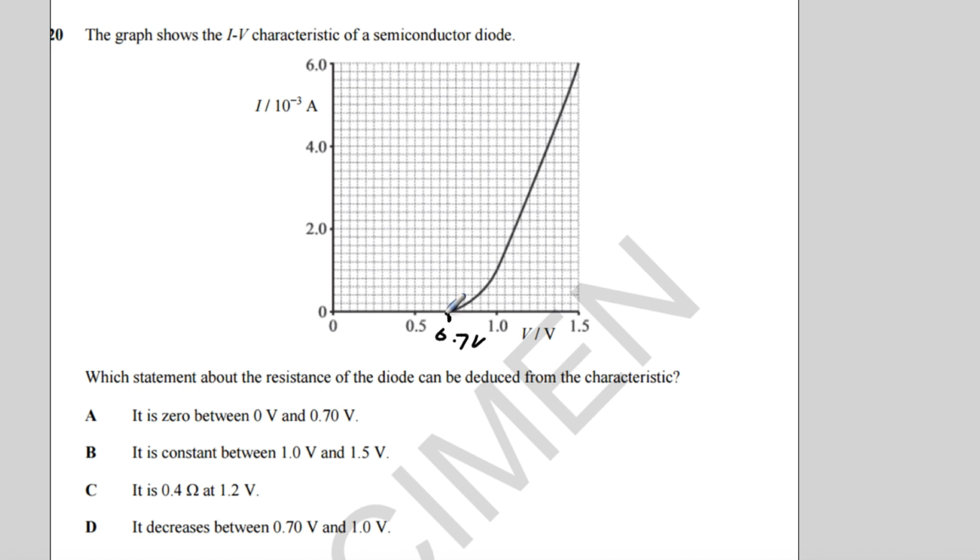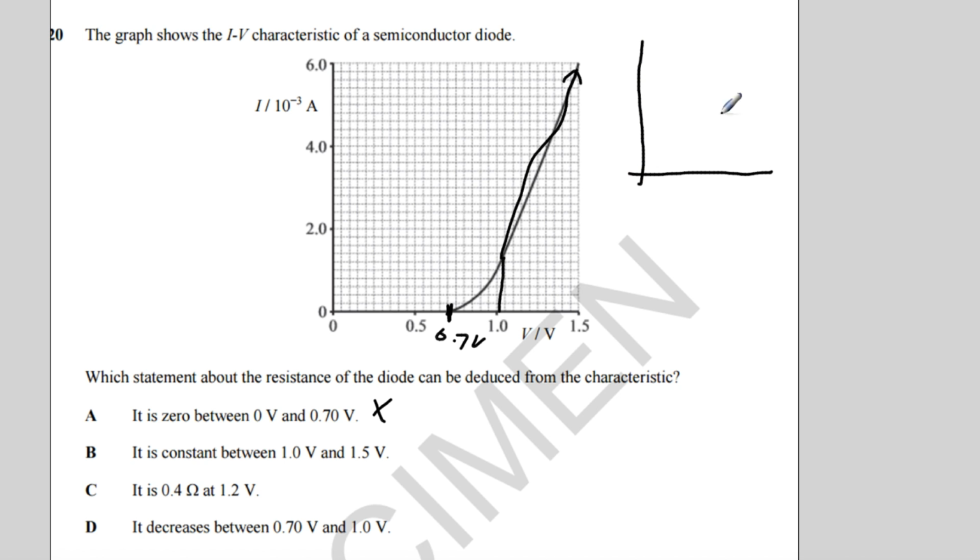Now if the resistance was 0, then the current would easily be able to flow, and we're increasing the potential difference, yet no current is flowing. So instead of the resistance being 0, here the resistance is effectively infinite, or not necessarily infinite, but very, very large. So we know that that one's not true. It is constant between 1 and 1.5. And it's tempting to say that the resistance is constant because there's a straight line on the graph.